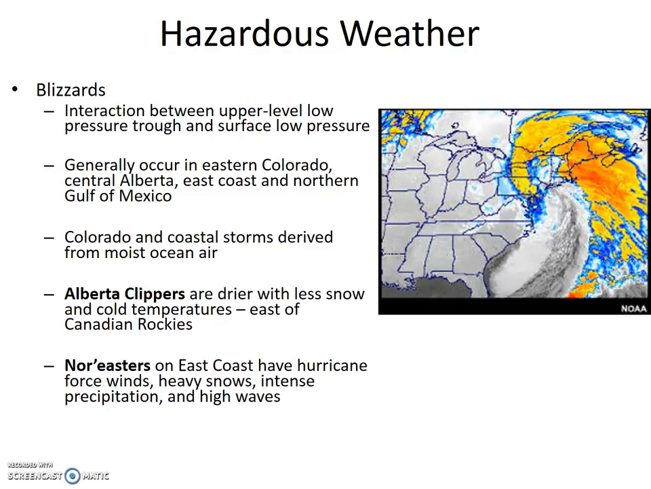Nor'easters occur on the east coast and can have hurricane force winds, heavy snows, intense precipitation, and high waves along the coast. The image is a weather map of a nor'easter. Notice the winds on the New England coast are coming from the northeast.